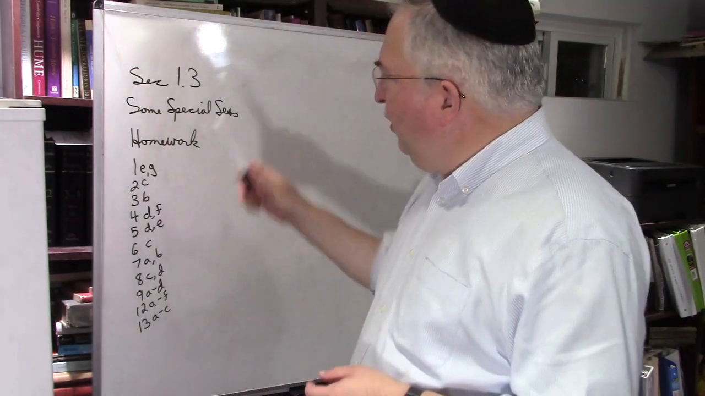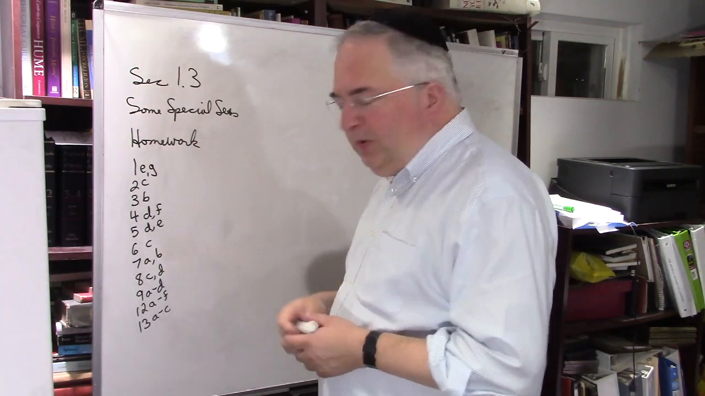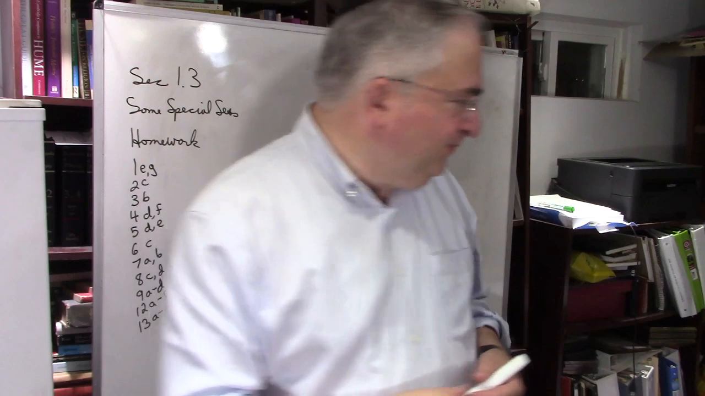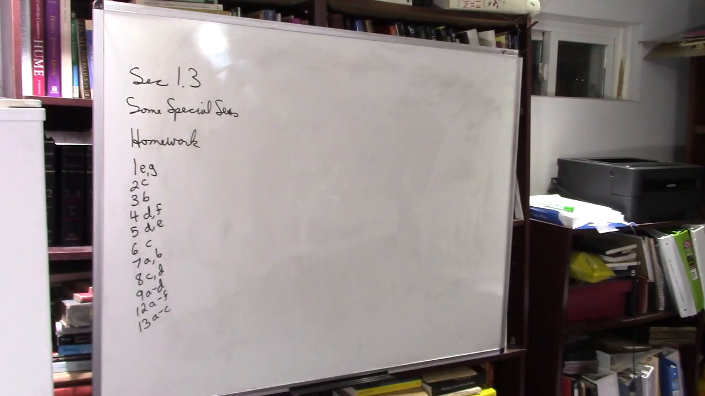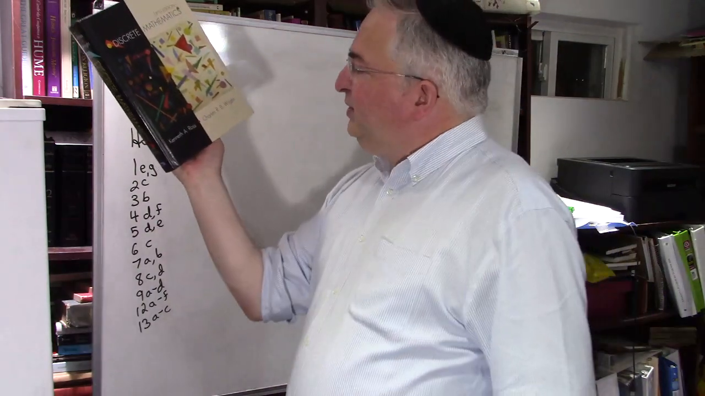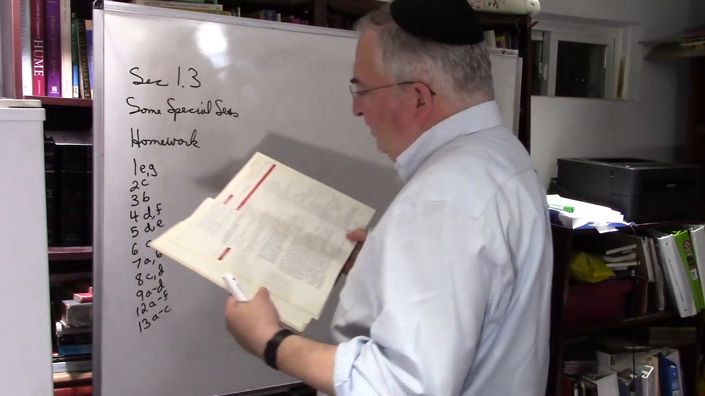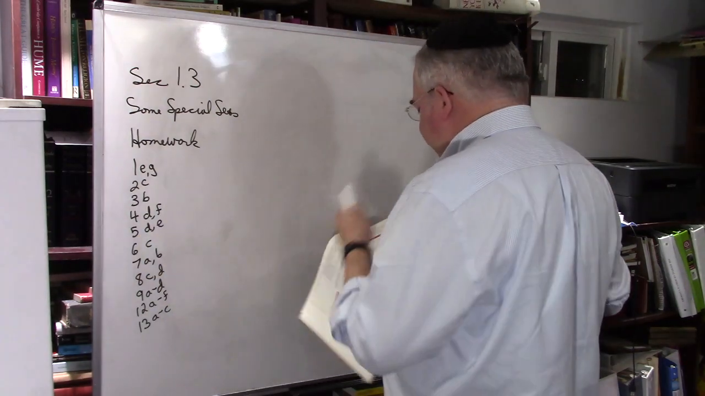We're doing the homework problems for section 1.3, some special sets. These are the homework problems, and I'd like to go through them. The book is Discrete Mathematics, 5th edition, Ross and Wright. Now let's go. Let's do 1E.